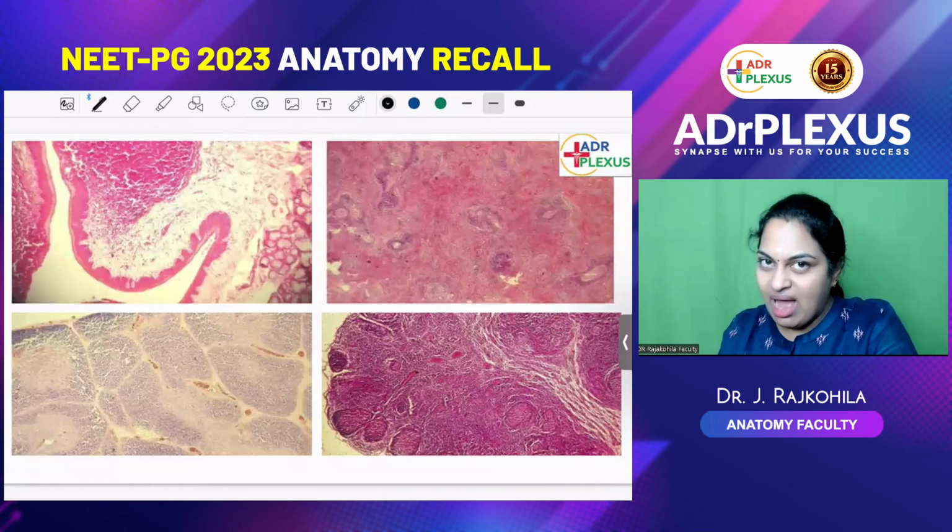And did you have a confusion with the Hassall's corpuscle of the thymus? Can you pick out which is thymus here?